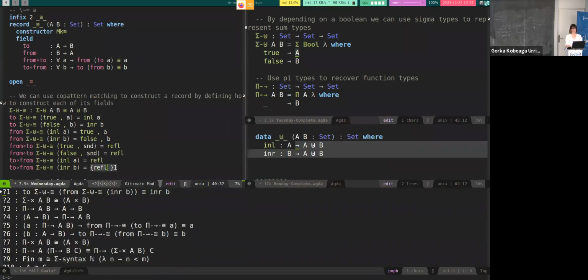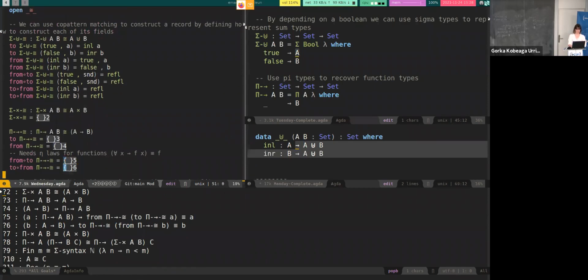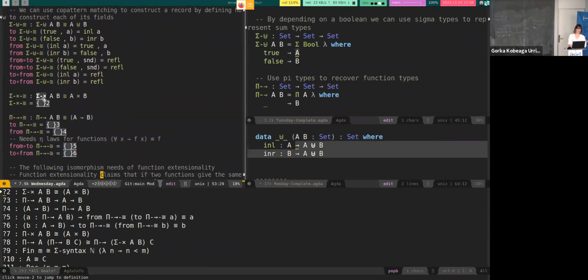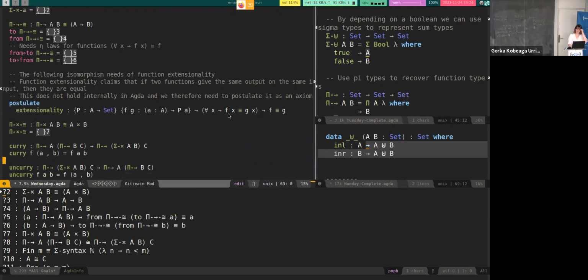I'm not sure how interesting it is to do all of these. One thing worth mentioning is that for one of these, you need actually function extensionality. And function extensionality means that we consider two functions to be equal if for any given input they give the same output back. And Agda is an intensional type theory, meaning that by default, two functions that give the same output for the same input are not considered equal.